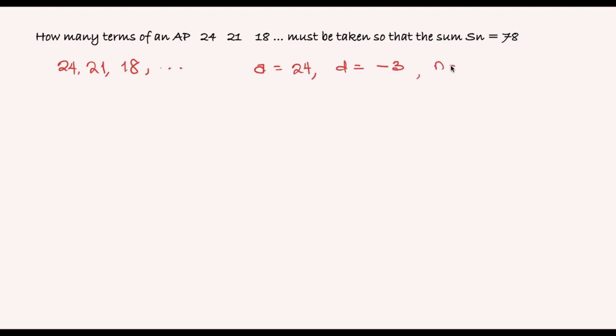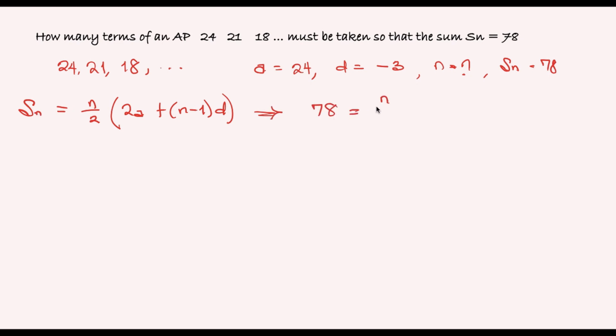And now what we're looking for is n. We're looking for the number of terms whose sum would give us 78. And we know that our Sn is giving us 78. So we know that for an arithmetic progression, the sum of the series Sn is given by n divided by 2 into 2a plus n minus 1 d. Now let's substitute the values that we have into this formula, and then we solve for n. So our Sn is 78 equals n, we don't know n, divided by 2, 2 multiplied by a is 24, plus n minus 1, and our d is minus 3.